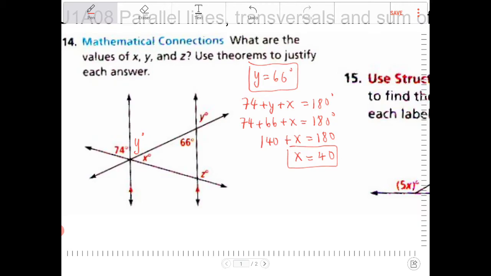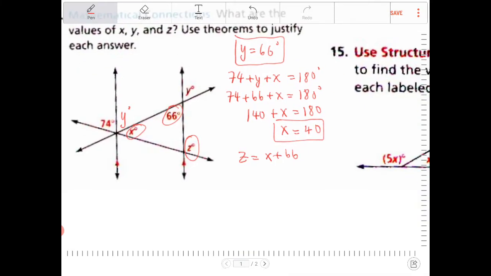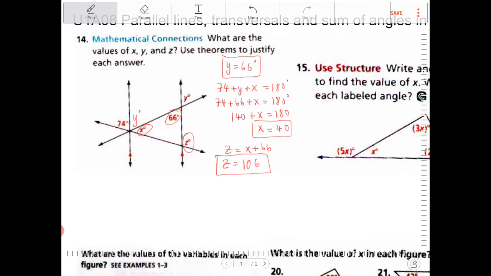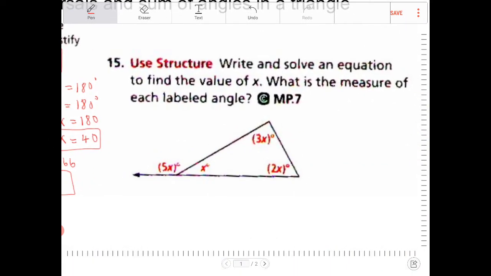And since I know what x is, and this angle over here, z, is exterior to this triangle, I can then say that z is equal to x plus 66, and this is because of the exterior angle theorem. Since I know what x is, z is therefore equal to 106. And that's how you solve for x, y, and z for question number 14. Let's take a look at number 15 here.